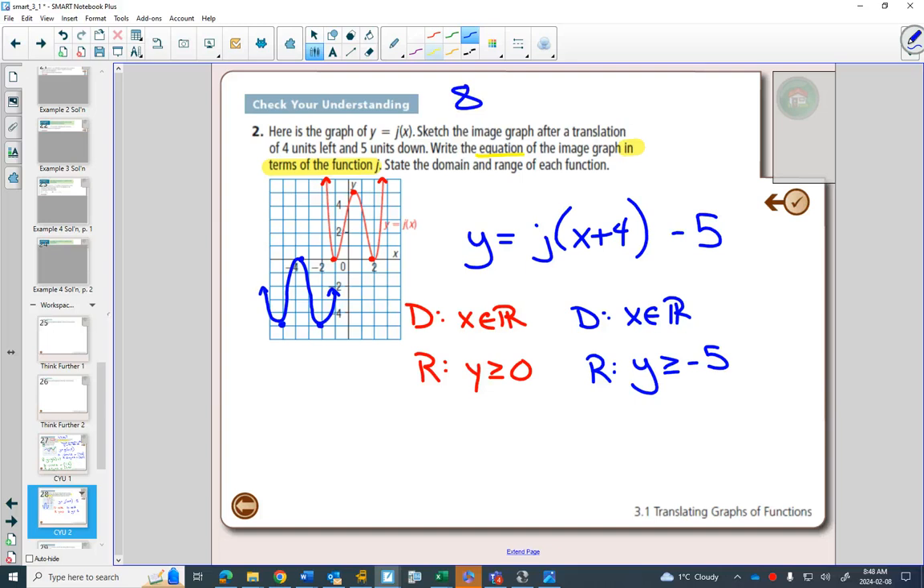So I'll get you to circle questions 8, 9, and 10. And just a reminder, when you finish a question, do a quick read again to make sure you didn't miss anything. Did we sketch the graph? Yes. Did we write the equation in terms of j? Yes. Did we state the domain and range of each function? Yes. Because it's so easy to miss some little detail.